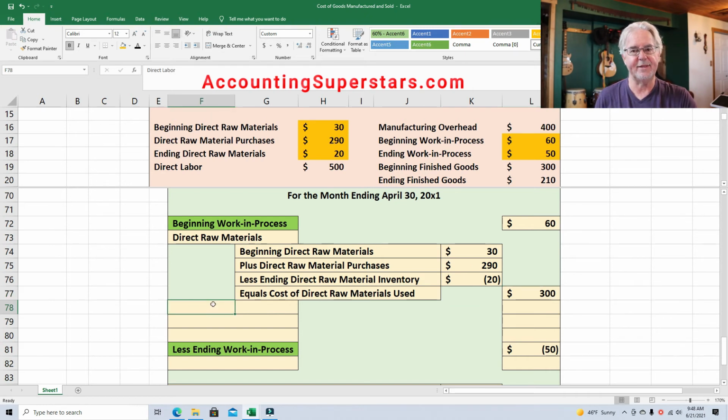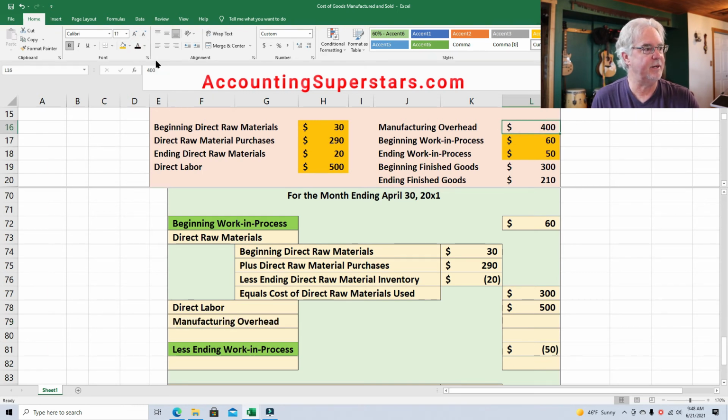All right, so now we've got to add in the other things that go into work in process, because work in process is where all the action is. It's where everything comes together. So the next thing we're going to add is direct labor. So let's see what it is here. $500, and it came from right there. We're going to add in manufacturing overhead, which comes from right here. $400, and there we go. $400. There it is. And here's what we're going to do here. We're going to just get a subtotal here. Total work in process cost. All right, $1,260. So here's how it comes about: you add up your beginning work in process, your raw materials used, your direct labor, your manufacturing overhead, and you get a total.